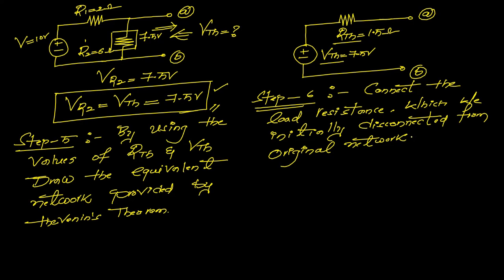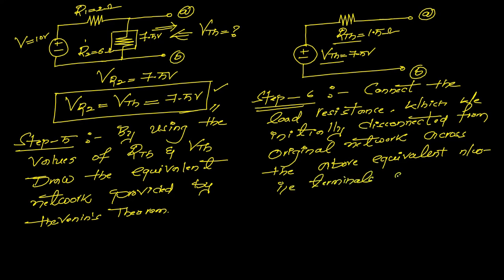Okay, connect the load resistance which we initially disconnected from the original network across the above equivalent network. So, what is point number 6? Connect the load resistance which we initially disconnected from the original network across the above equivalent network, that is, across the terminals A and B. It means across terminals A and B, we need to connect the disconnected load resistance.